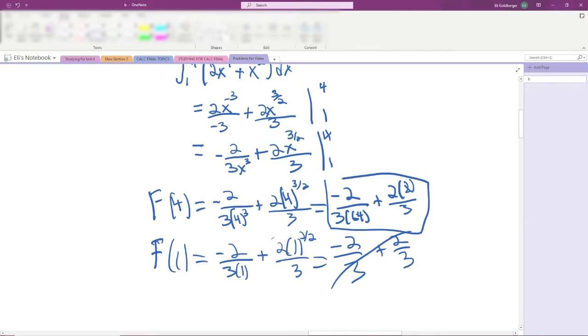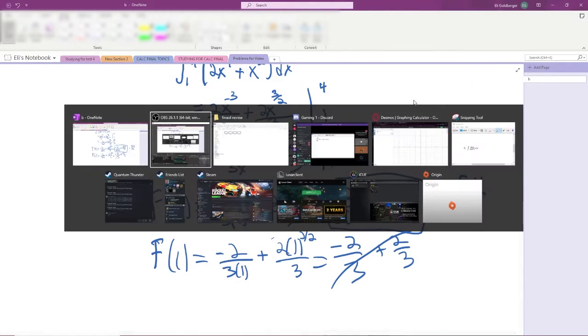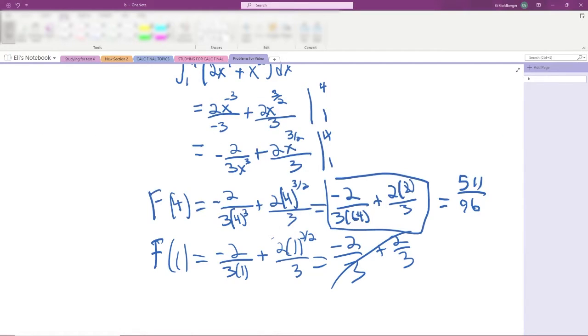And if you simplify this, you actually get 511/96, I think, or was it 93rds? Let me check. 96, yeah. So this is our answer.